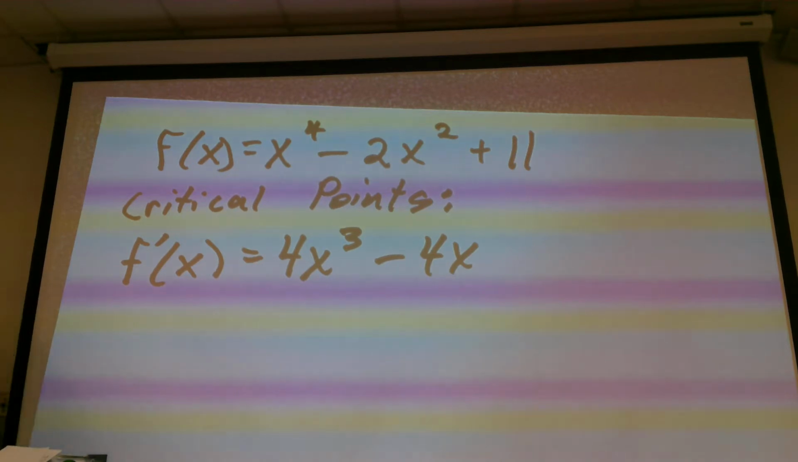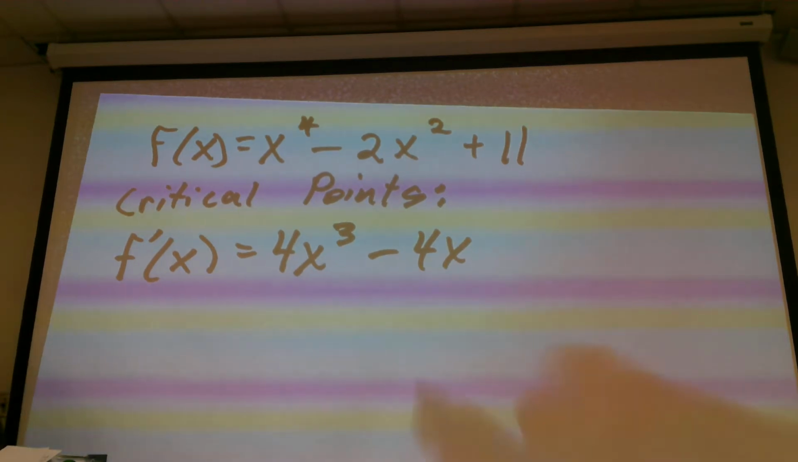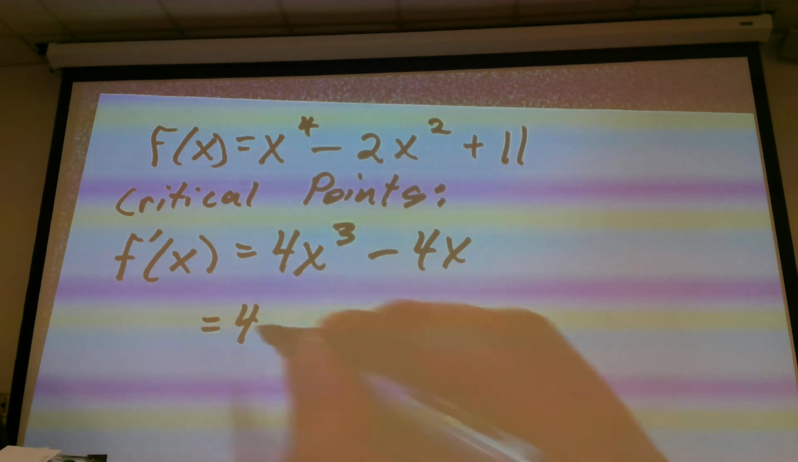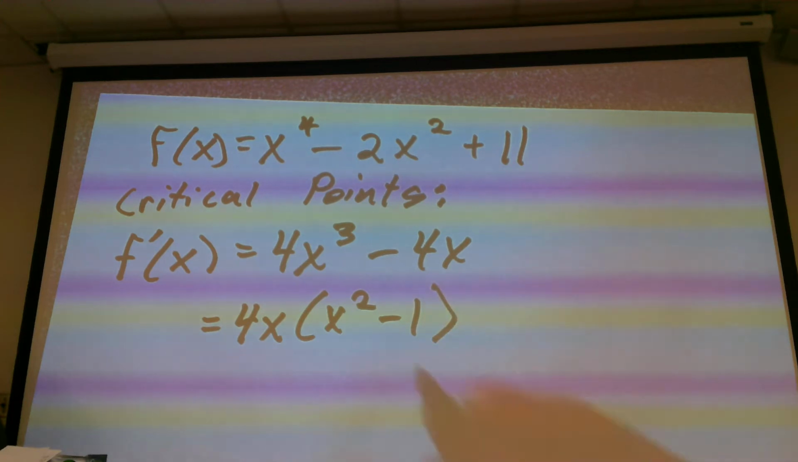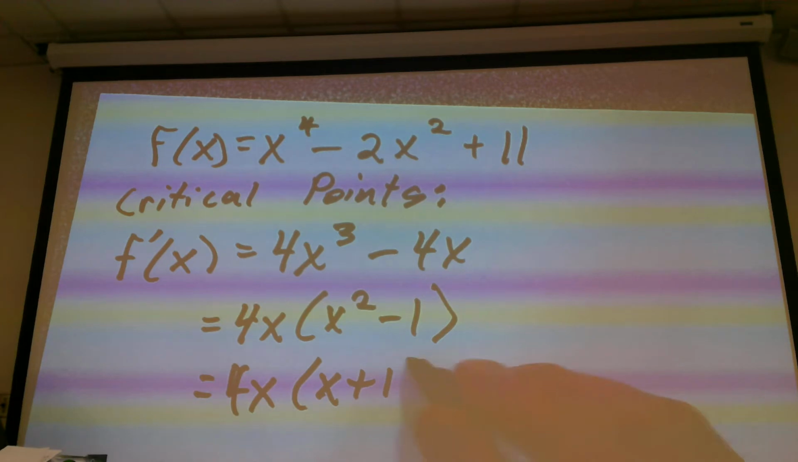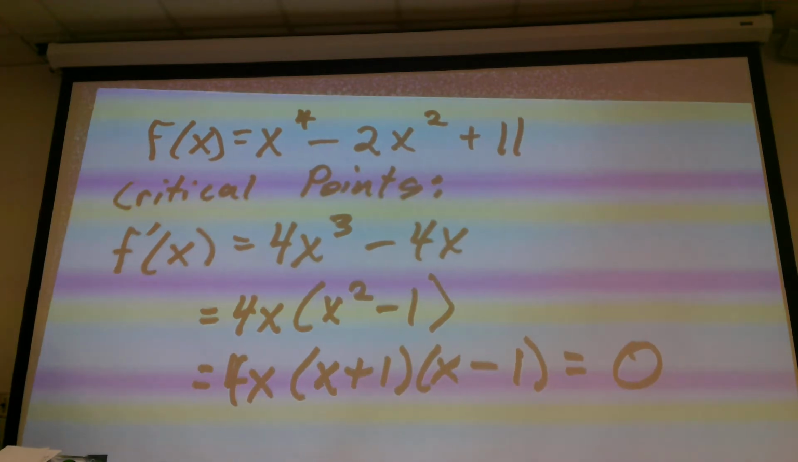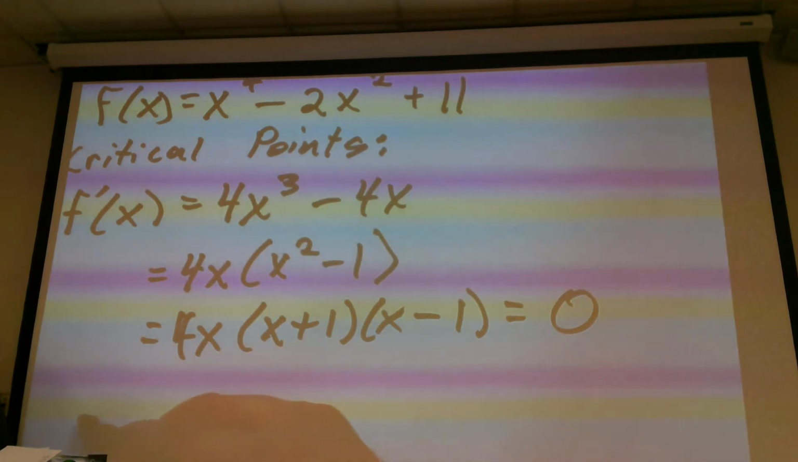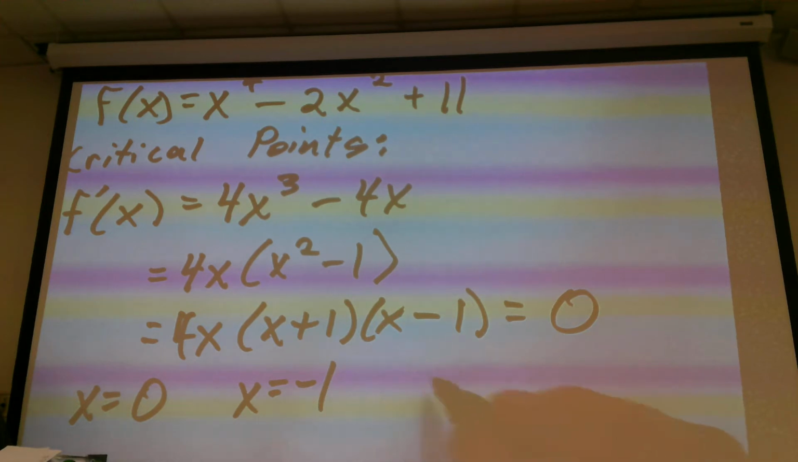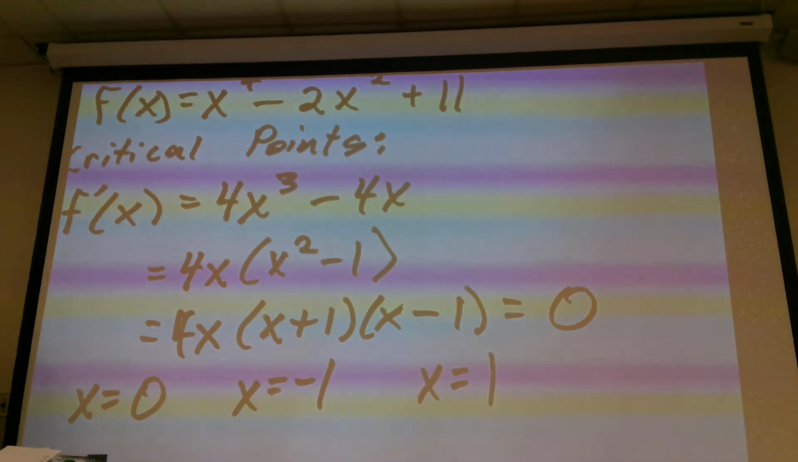Okay. So what can I pull out? I can pull 4x out of this problem. That's x squared minus 1. And we can factor that further as x plus 1 times x minus 1, which equals 0. So what do we get from this? We get x equals 0, x equals negative 1, and x equals 1.